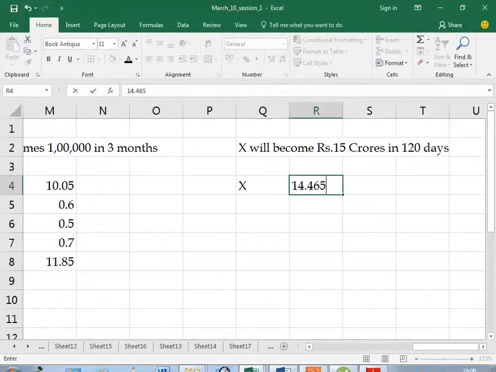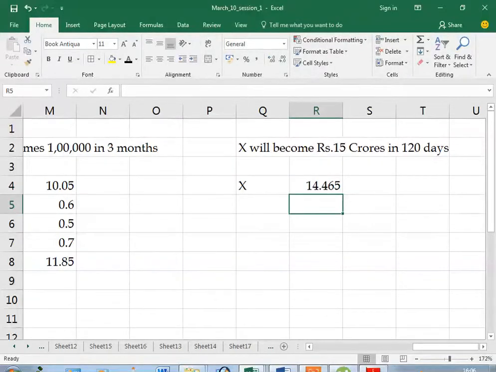46499. Everyone getting the same number? X will become 15 crores in 120 days. I'm not showing the calculation of that. 14.4650. Okay, beyond this now please listen. This is a little different from the other problems. Effective cost I'm going to calculate now.